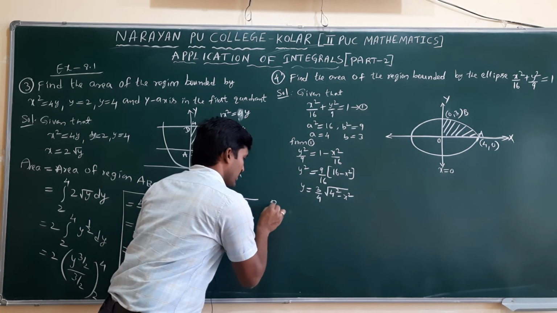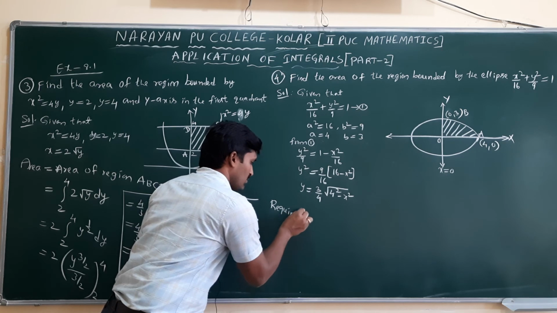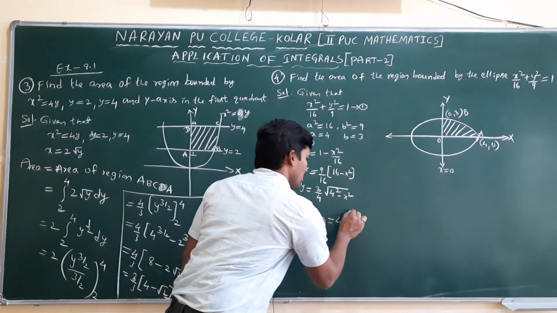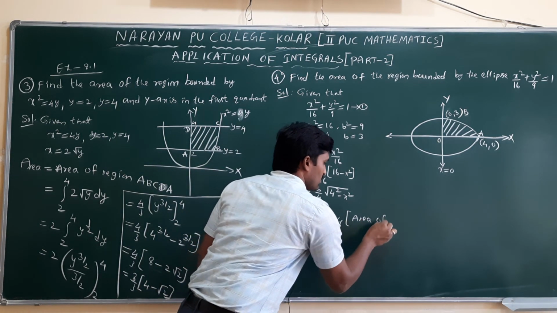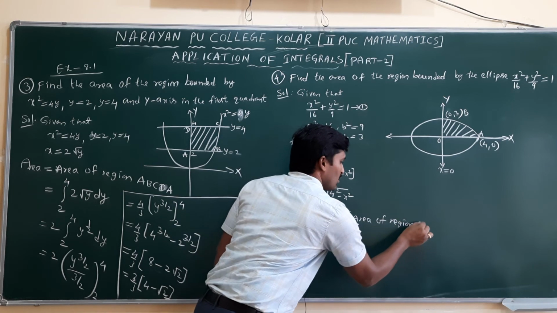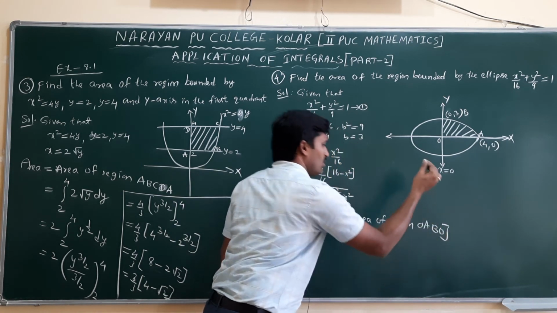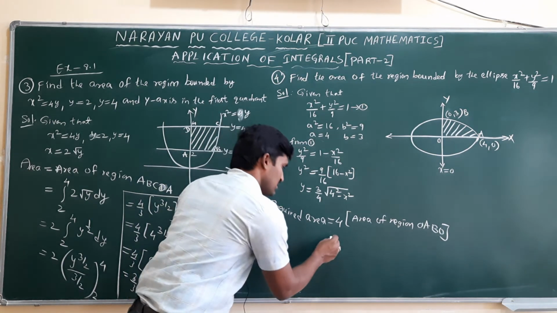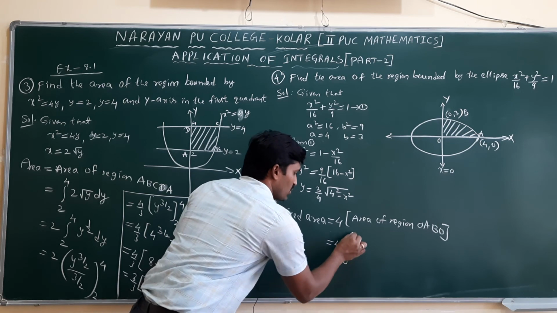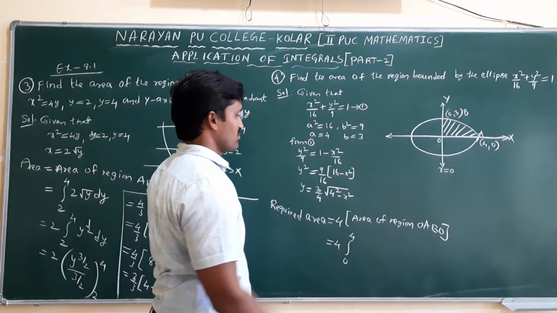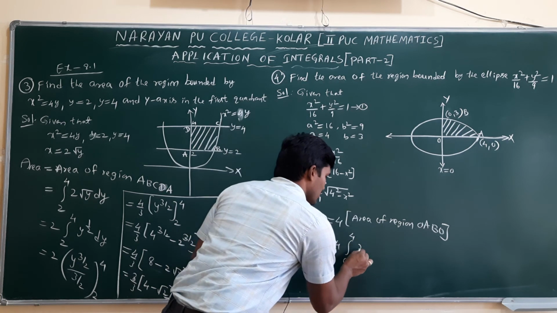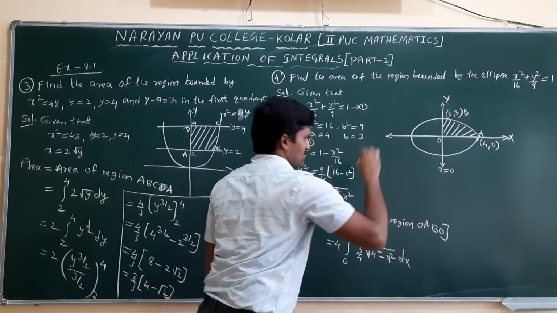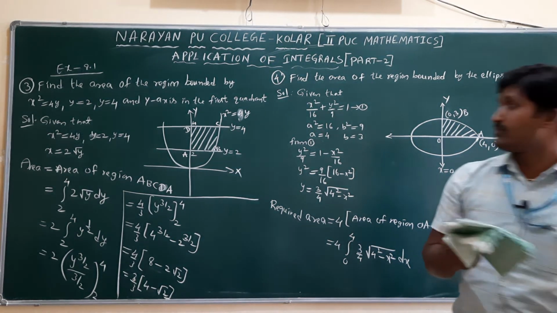Now the required area, that means the complete area. How to find? 4 times the area of the region OABO. If you find one part and make it 4 times, you will get the total ellipse area. We get 4 into the integral from 0 to 4 only, because the limits are from 0 to 4. What is the y function? 3 by 4 into root of 4 square minus x square dx. Now we'll solve.